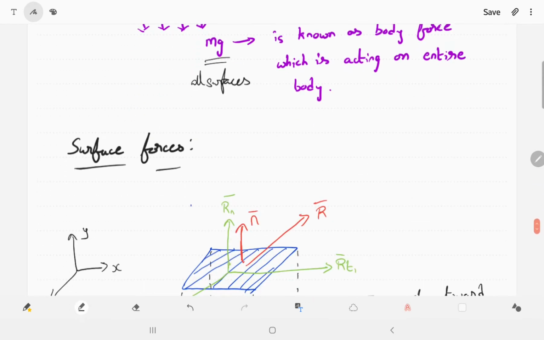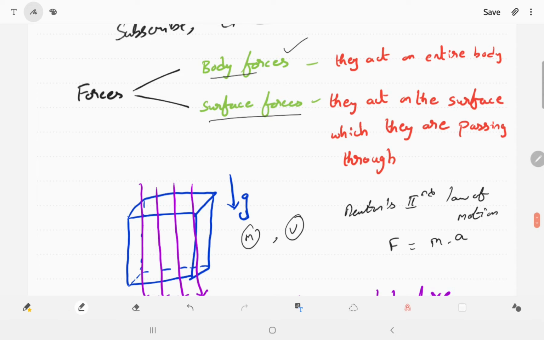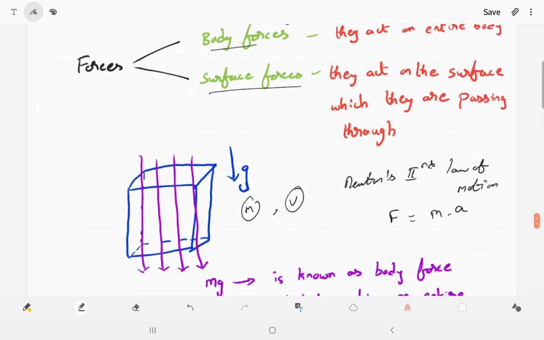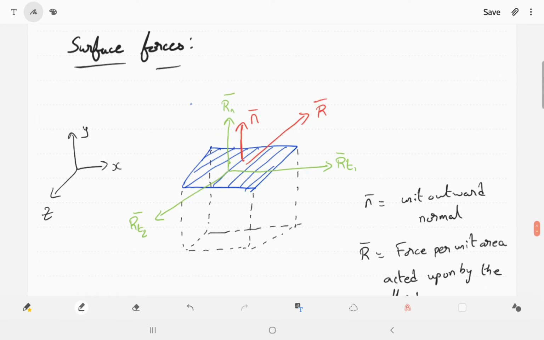So what are surface forces? The surface force generally acts upon only one surface, the one it is passing through. What does it generally mean? Let us give an example. Consider a cubic volume, and consider just the top surface. At the top surface, let the unit normal be n bar and the force acting on the top surface be r.